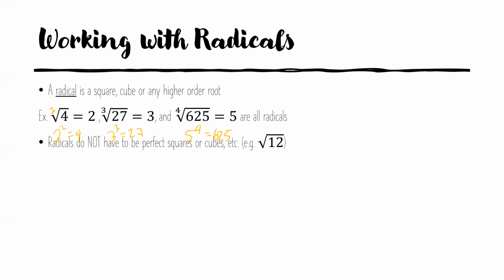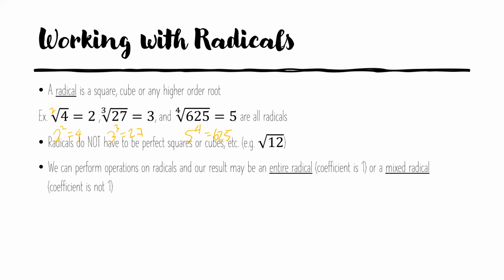So those are all different radicals. Radicals don't have to be perfect squares. I think we're used to always having perfect squares because we talk about perfect square factoring or difference of squares, but it doesn't have to be a perfect square. And you'll notice that in a lot of the examples we do now, the square root, the cube root, whatever root you're looking at, is actually not going to be a whole number. So the radicals themselves don't have to be perfect squares or perfect cubes, right?